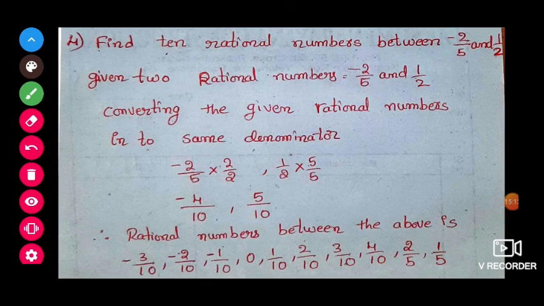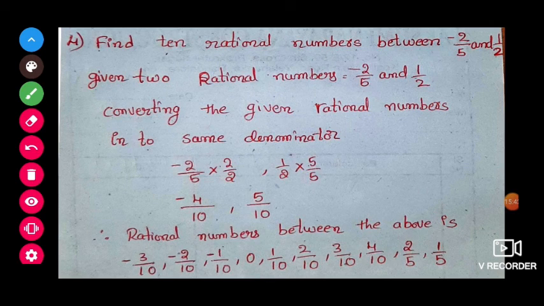Next one is find 10 rational numbers between minus 2 by 5 and 1 by 2. Now we have to insert 10 rational numbers between minus 2 by 5 and 1 by 2. One is negative and one is positive and they have different denominators. So first I will convert the denominators to the same by taking the LCM, or else directly we can do. The first number has 5 as a denominator. The second rational number has 2 as a denominator.